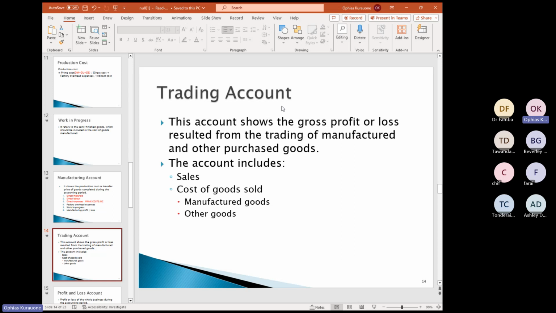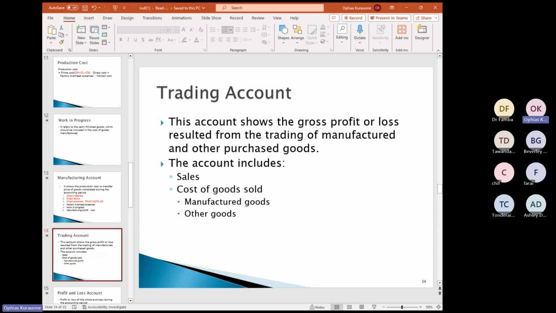So here we are going to start on the trading account. This one is similar to the normal trading account which we did last time when we were looking at the preparation of financial statements. It's just a similar format, but here we are talking about the inventory which has been purchased and the inventory which has been transferred to the manufacturing, to the production. That is very important for us to understand.